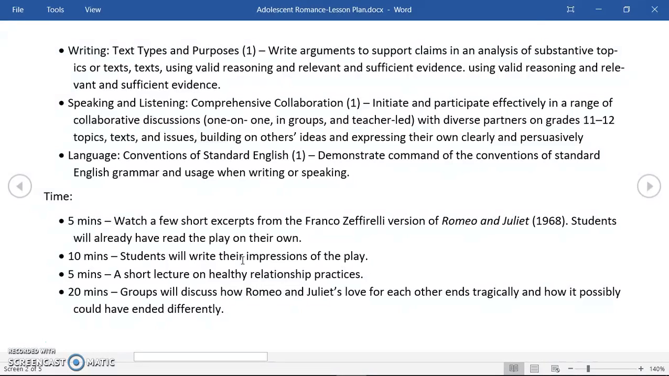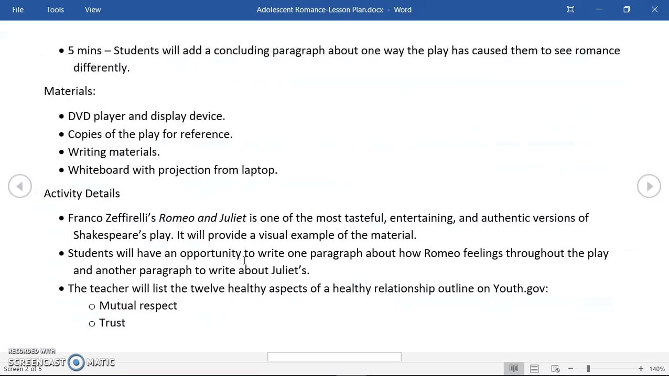So I would start by showing an excerpt from the classic Franco Zeffirelli movie. I think that it provides a good visual example of the play. It's just very well done. It's beautiful cinematography, and it also just emphasizes what they've already read. There would be a short time for students to write their overall impressions of the play.